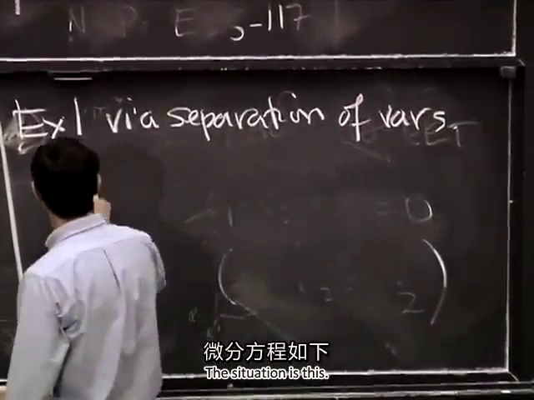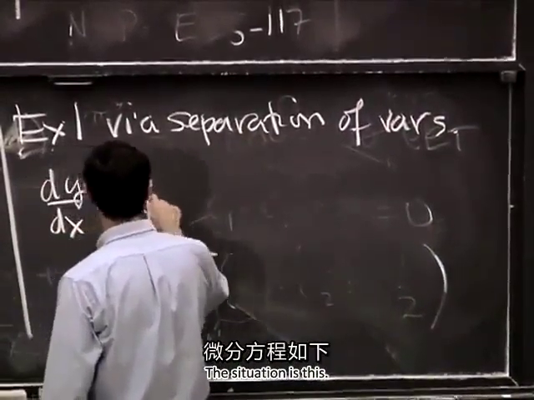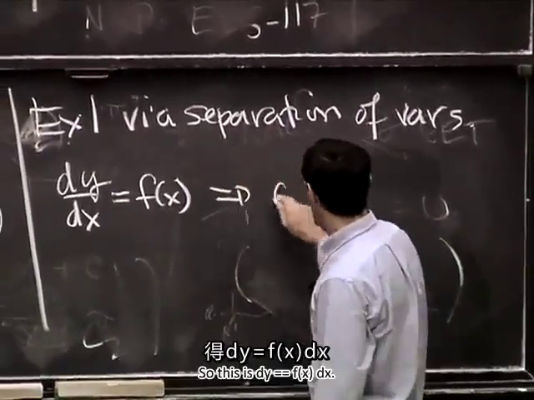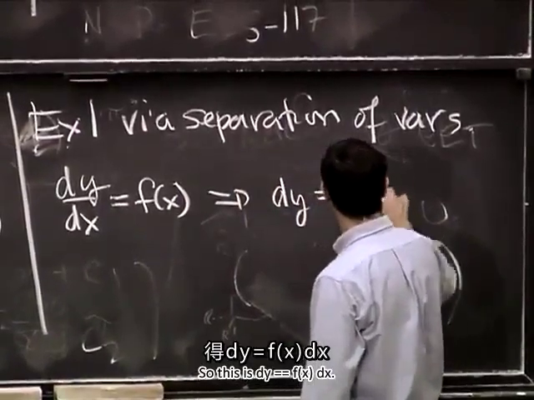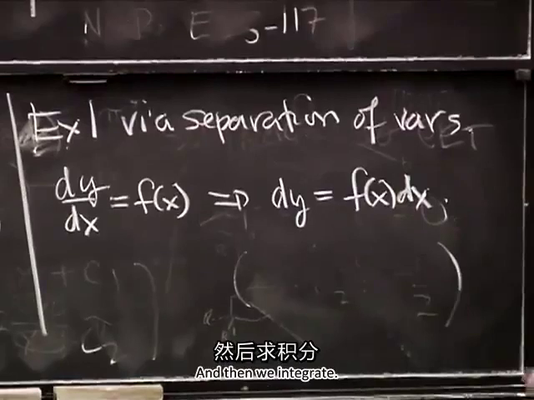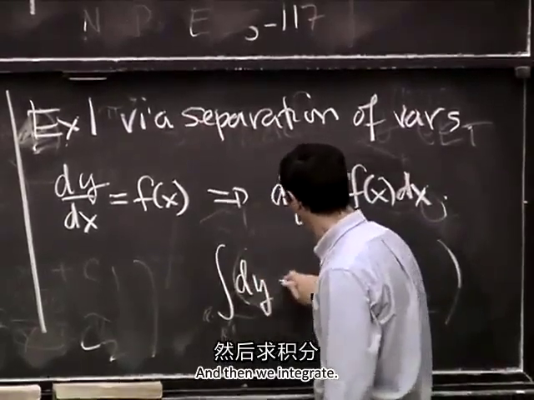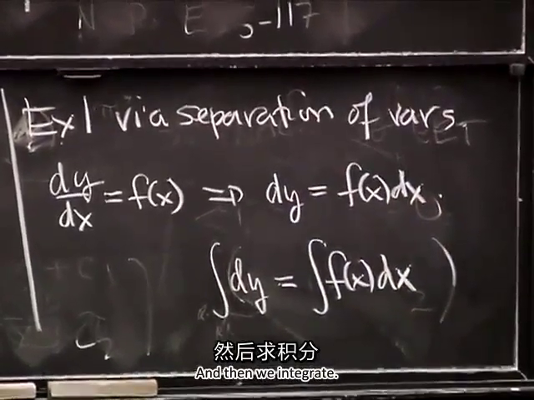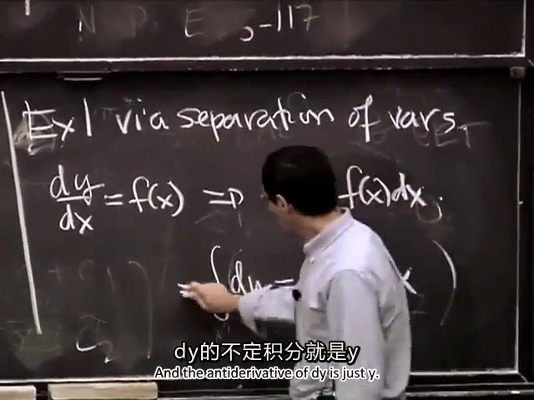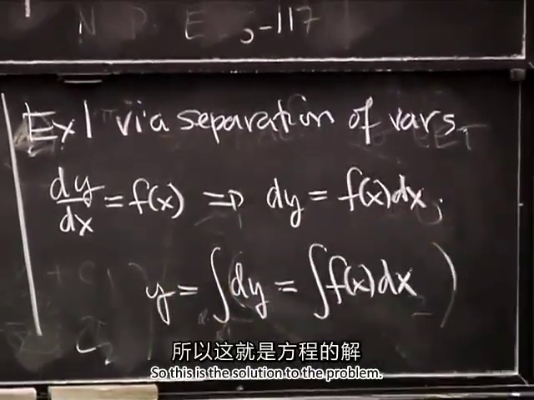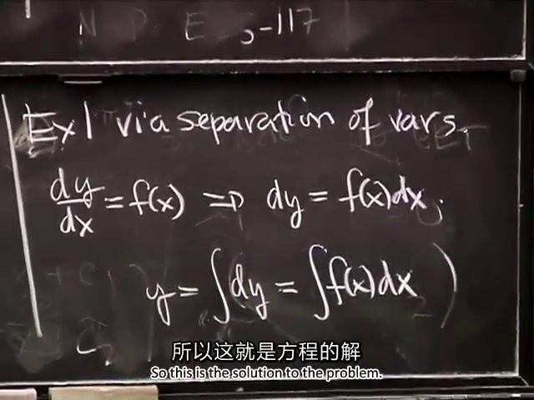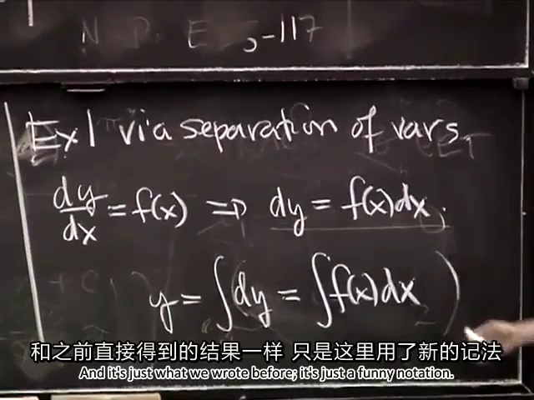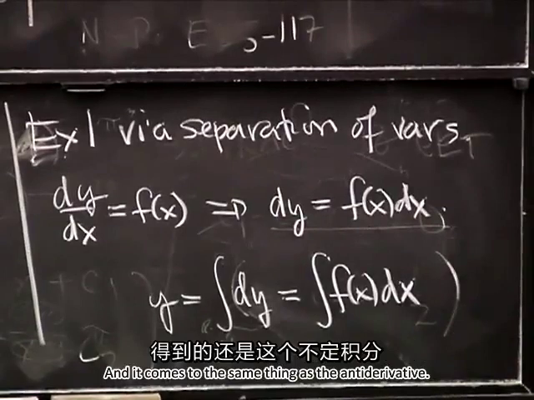The situation is this. And the separation just means you put the dx on the other side. So this is dy equals f of x dx. And then we integrate. The antiderivative of dy is just y. So this is the solution to the problem. And it's just what we wrote before. It's just a funny notation, and it comes to the same thing as the antiderivative.